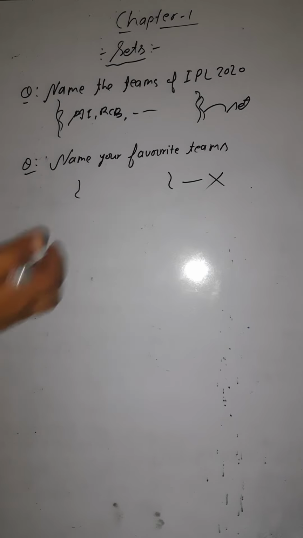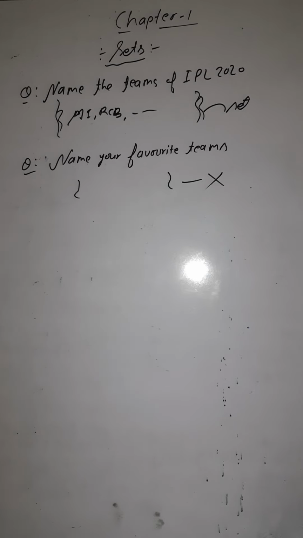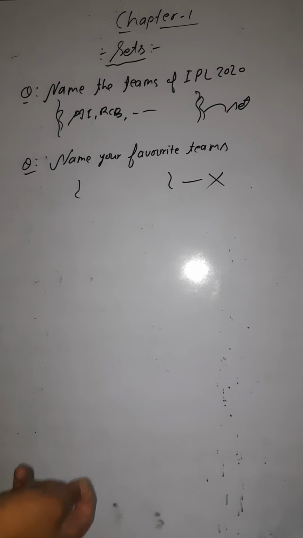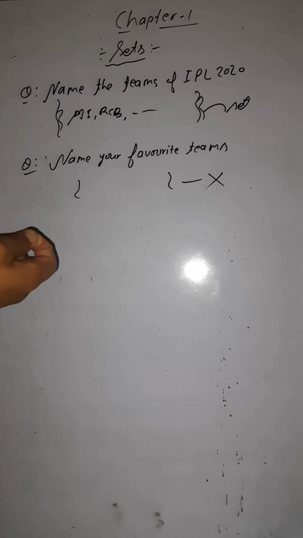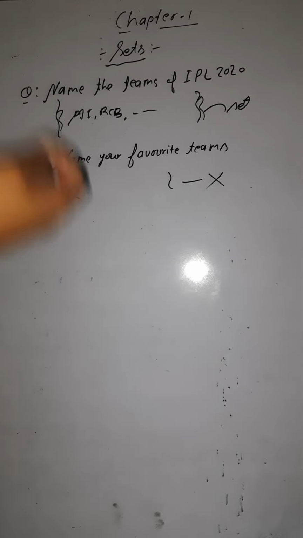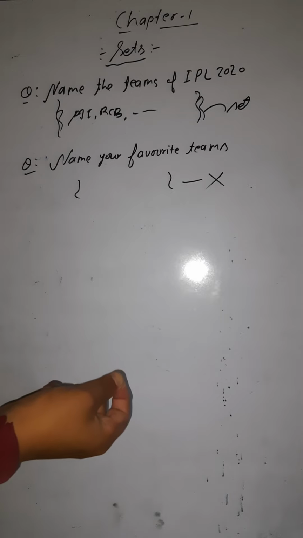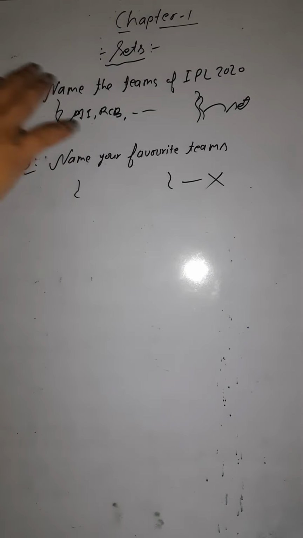Now we have the definition of the set. So what is a set? A set is a well defined collection of objects. A set is a well defined and well distinguished collection of objects. A well defined and well distinguished collection of objects is termed as a set. This is the definition of the set.